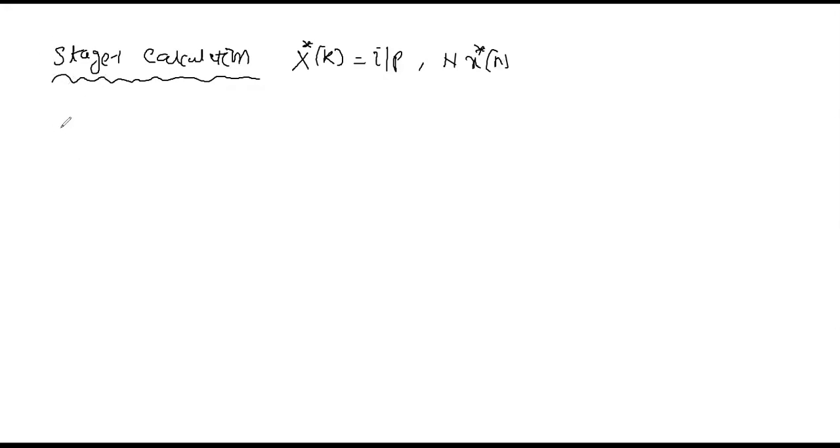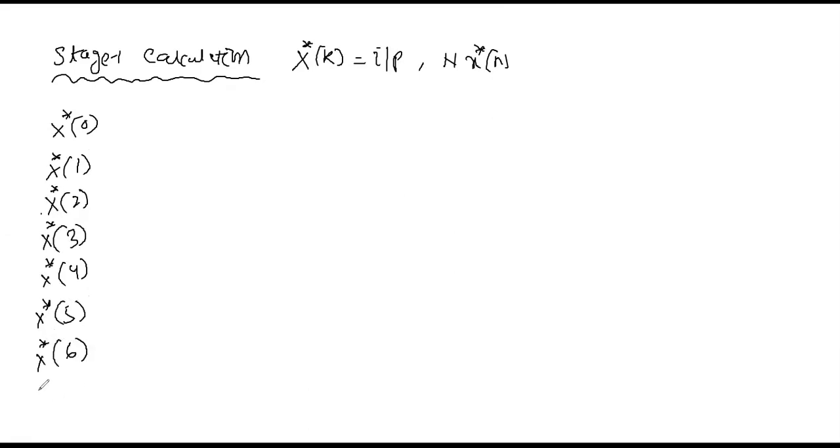You take x conjugate 0, x conjugate 1, x conjugate 2, x conjugate 3, x conjugate 4, x conjugate 5, x conjugate 6, x conjugate 7. Now as usual, plot one line like this. The line is a straight line.